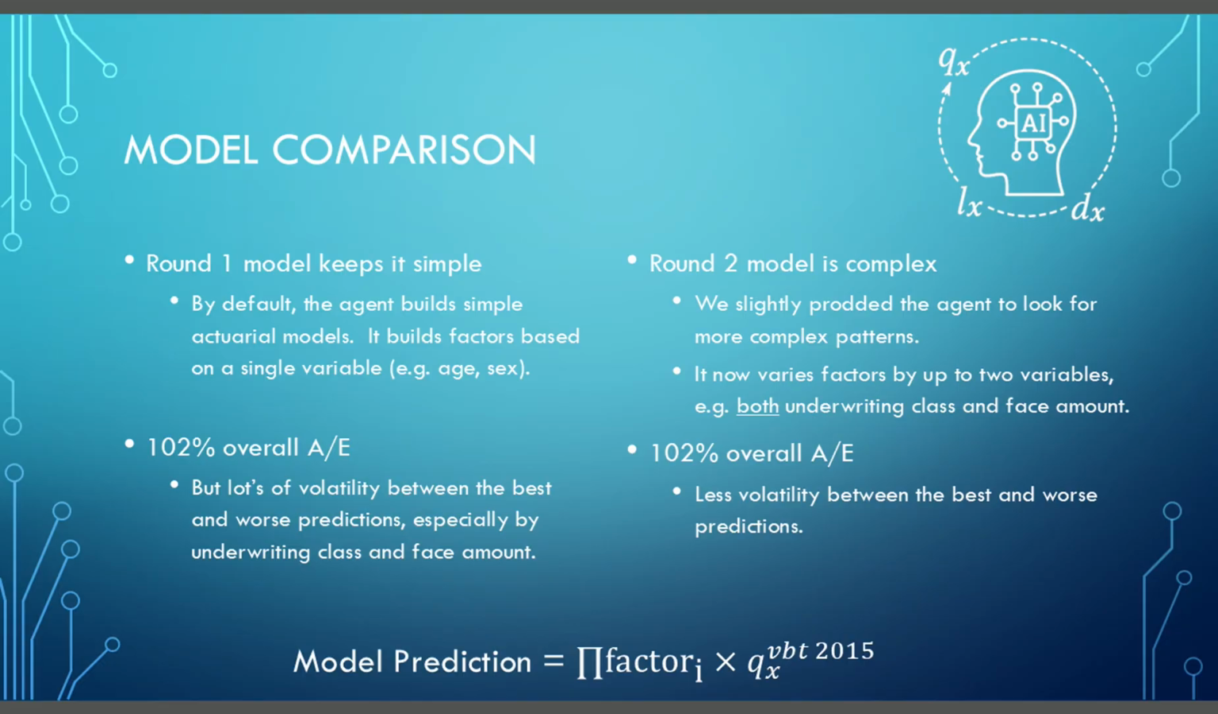In the first model, they vary only by 1 factor at a time, for example, age. In the second model, they vary by up to 2 simultaneous factors, like age and underwriting class. Keep in mind that the 2015 VBT table QX is also included in the prediction, and it varies by age, sex, and underwriting class simultaneously. It also includes calendar year mortality improvement.